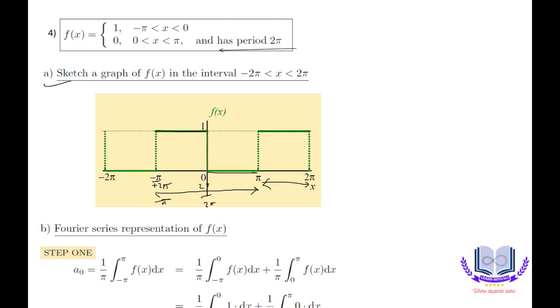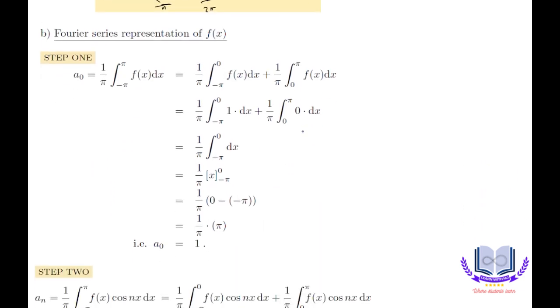And same for the 0 to pi, we have f(x) is equal to 0, which is copy and pasted to the minus 2 pi to minus pi region. Because again, if we subtract 2 pi in both the coordinates, we will get the result for the minus 2 pi to minus pi. Okay. So after that, what we have to do, we have to find the Fourier series for that function.